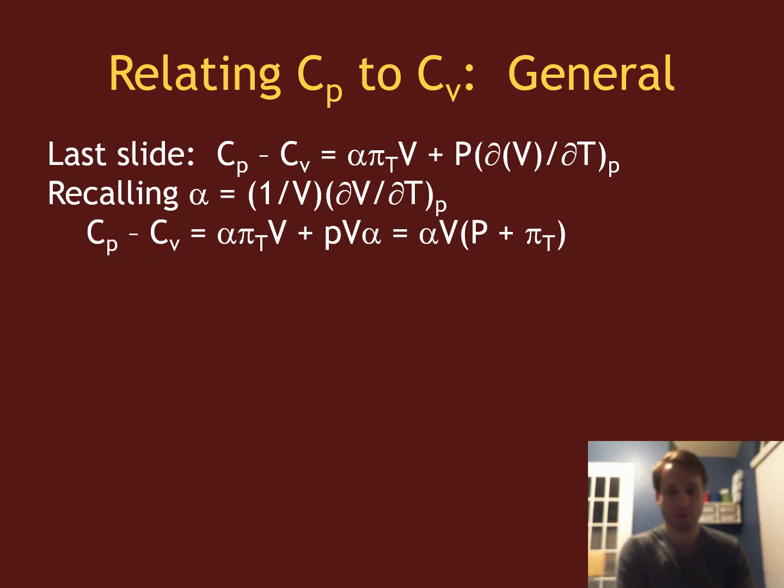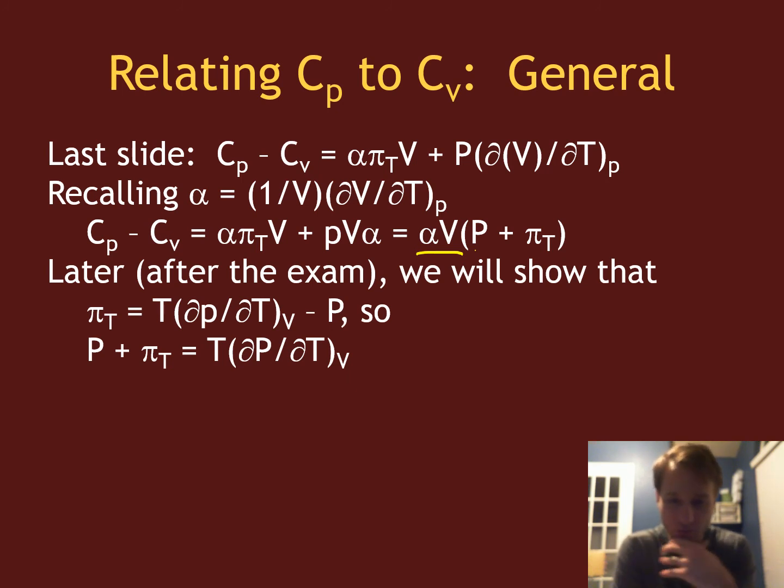But recall that our expansion coefficient alpha is defined as 1 over V times del V del T. So this P times del V del T just simplifies down to P V times alpha. We can simplify this a little bit, pulling out an alpha times V from both terms, and you have alpha V times the pressure plus the internal pressure.